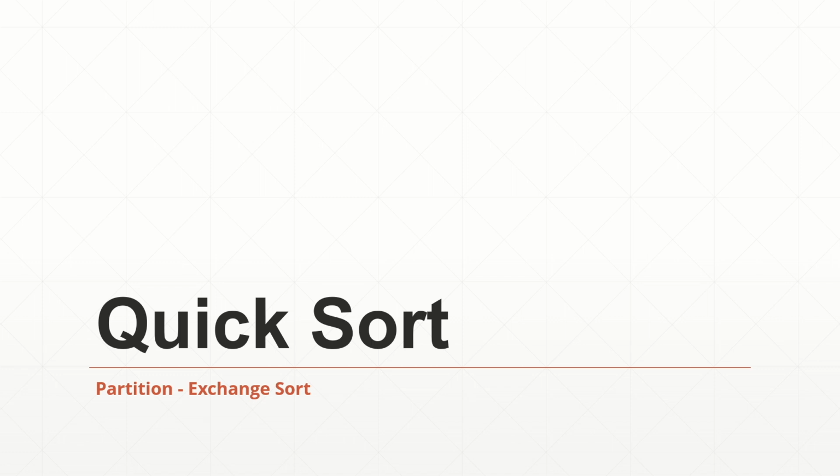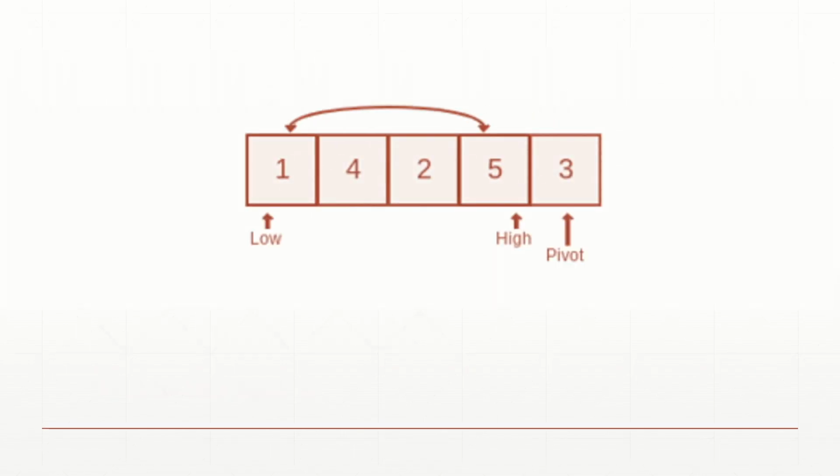In this video, we will learn about quicksort, also known as partition exchange sort. This is one of the fastest sorting algorithms. After merge sort, it is another example of the divide and conquer approach to problem solving. The quicksort method sorts a list by selecting a pivot value. In this image, the last element is selected as the pivot.